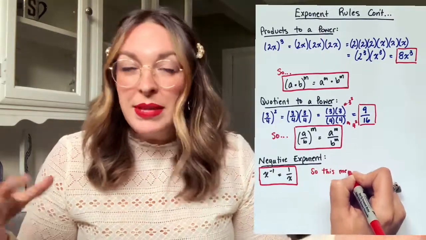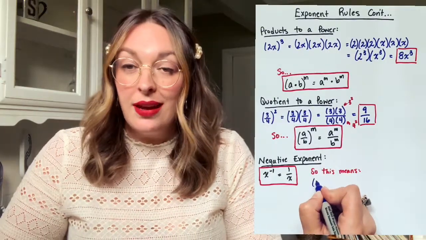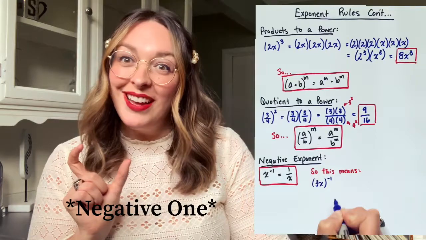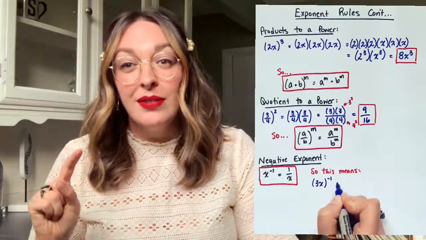So what that means, let's do an example with algebra. Say I had 3x all to the power of -1. I know it's all to the power of -1 because there's brackets around it. Those brackets mean everything in these brackets is being raised to the power of -1.